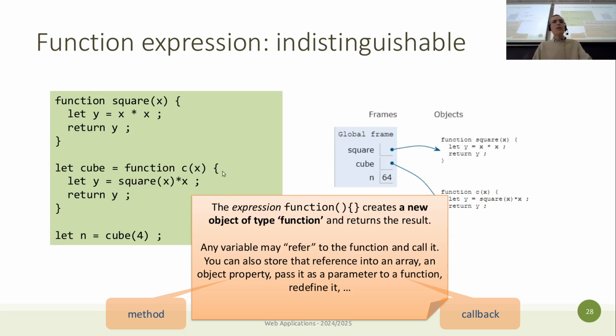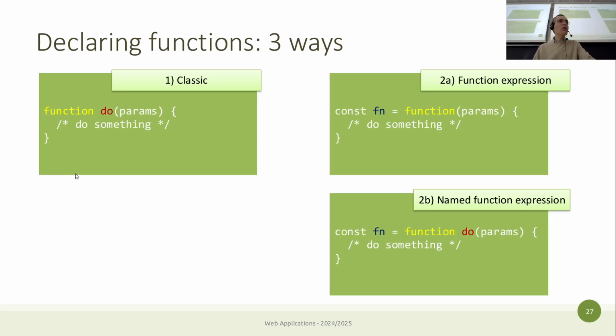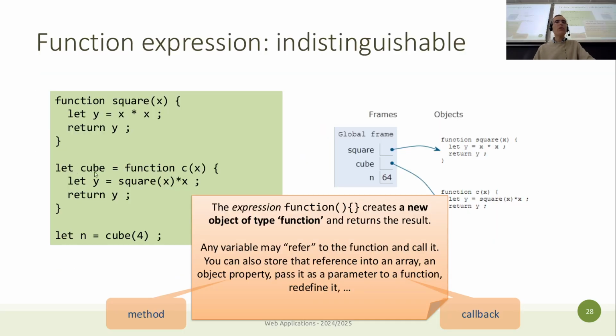So in short, the expression function, etc., creates a new object of type function and returns the result that we assign to a variable, in this case, cube. We could also have written const cube, and so on. It doesn't really matter. If we don't think to reuse the variable, that's fine. So any variable may refer to a function, and any variable can be used to call it. We just open the rounded bracket, we put the parameters, and the function will be called.